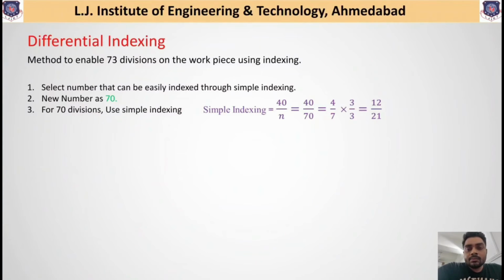So at the end, the fraction that we have obtained is 12 divided by 21. The interpretation of 12 divided by 21 is that for one division, the crank pin is rotated through 12 holes on the 21 hole indexing plate. And as we want to obtain 73 divisions, this process needs to be repeated 73 times.